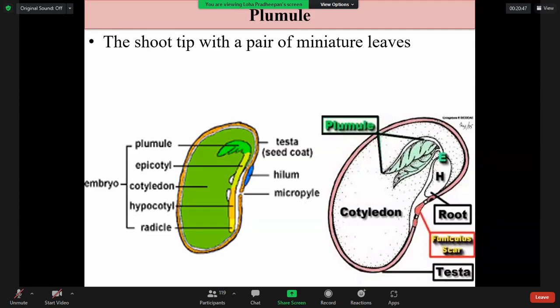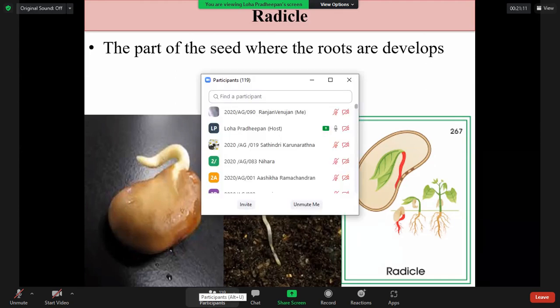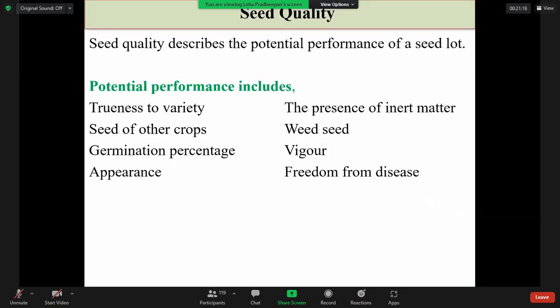Plumule: during seed germination, we are able to see the shoot tip. Similarly, the root we call the radicle, the part of the seed that grows downward. So this is regarding the classification of seed and the seed structure.